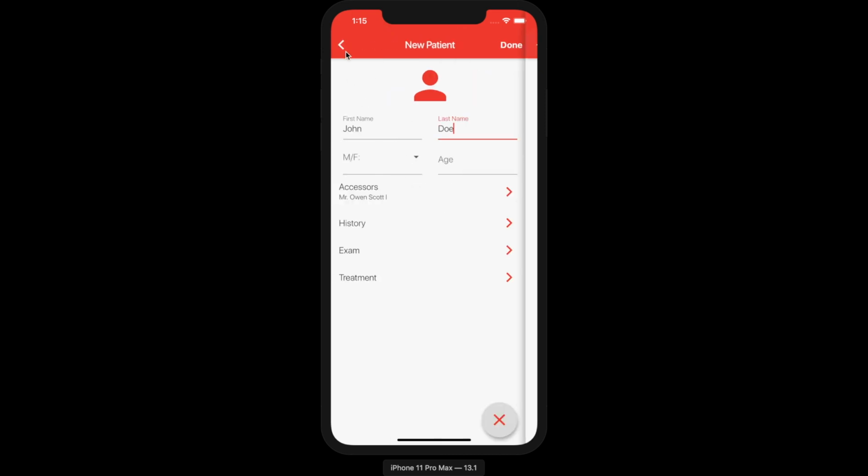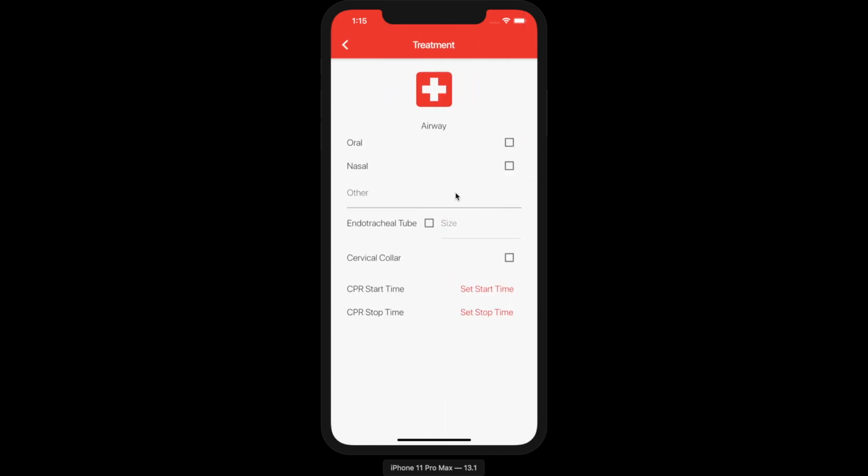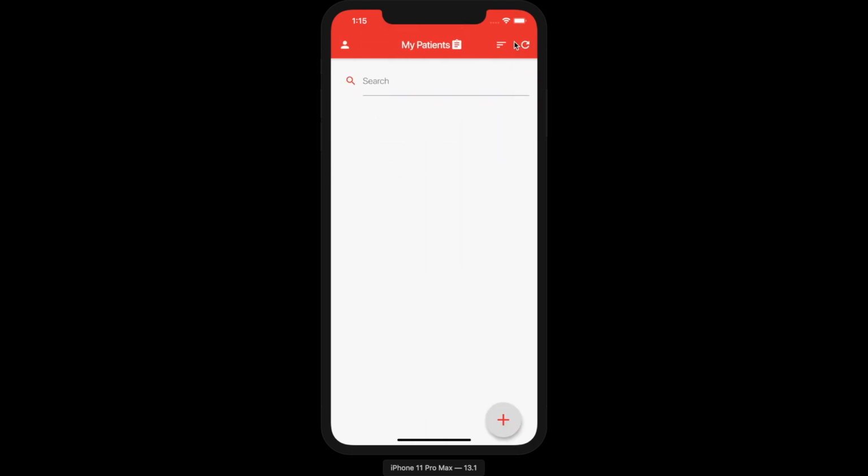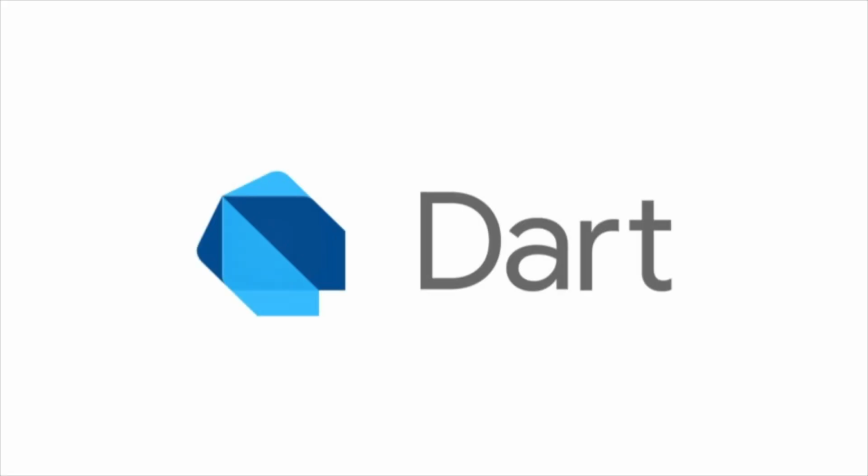The paramedics can also input the treatments the patient has received, such as airways or endotracheal tubes, cervical collars, and CPR. The paramedics can then share with the hospital, and the trauma teams at the hospital will be able to see the patient as an incoming trauma. Trauma teams and paramedics will then be able to view it and put in information to coordinate with each other.